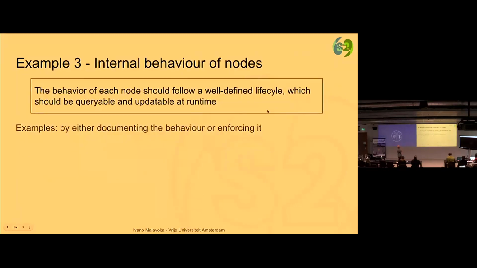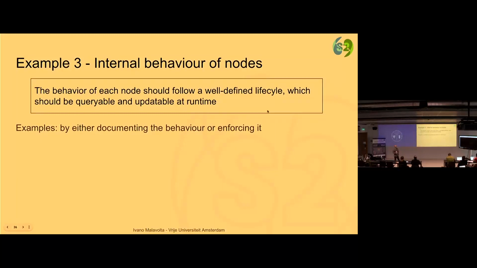Third example, internal behavior of nodes. So this is the name of the family. And this is the first rule. The behavior of each node should follow a well-defined life cycle when the node is stateful, of course. If it's stateless, the life cycle is just one state with a self-transition, which should be queryable and updatable at runtime. This is some kind of a bridge towards Ilias' presentation, which will be about self-adaptation. I'm spoiling it already.